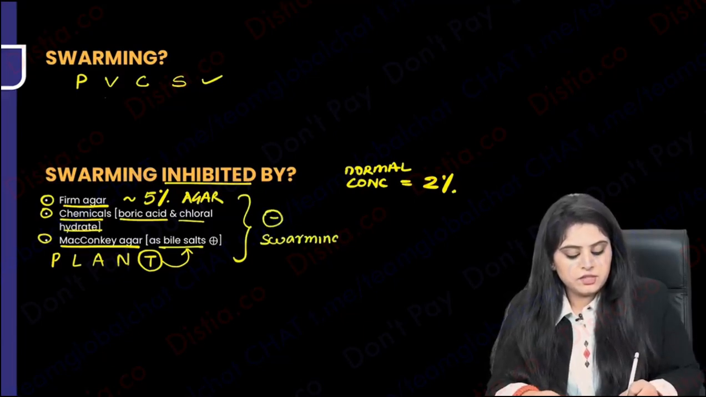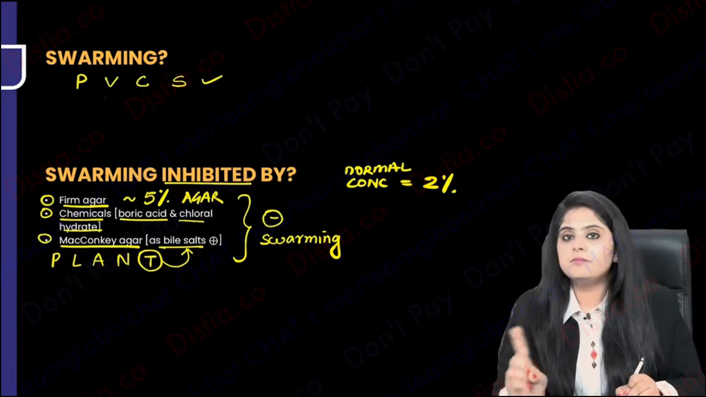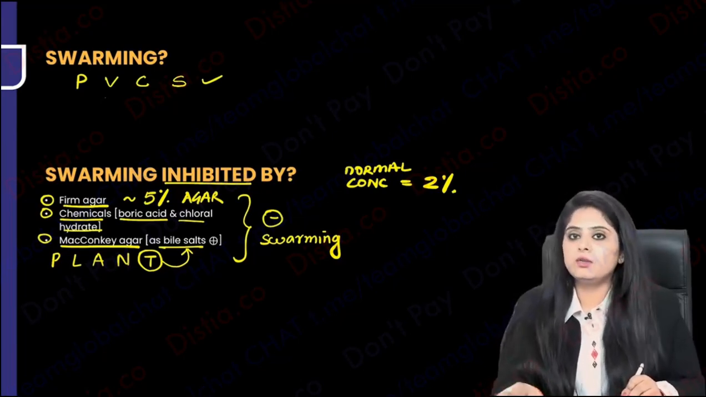So what are the three methods of inhibiting swarming? Either you make a firm, very tight agar, 5%, or you use MacConkey because MacConkey has bile salts which are toxic, or you add some chemicals like boric acid, chloral hydrate, they are also toxic.